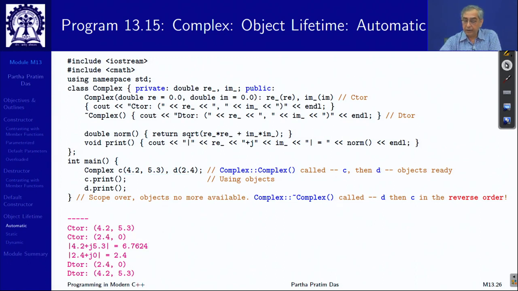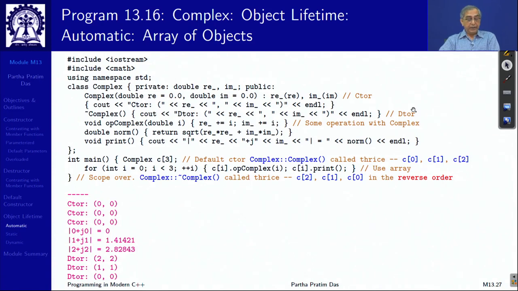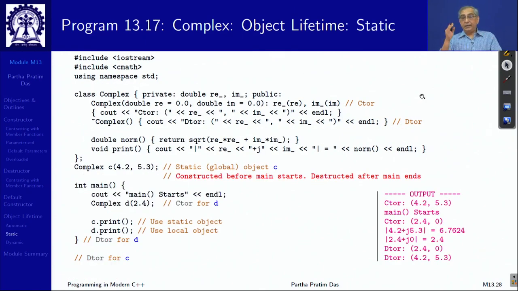It could be automatic like this, it could be an array of objects. If you have an array of 3 objects, then there are 3 construction calls. And one point to note is, if you want to construct an array of objects, you must provide a default constructor. Right. So, three constructors are called, C0, C1, C2. The destruction will be C2, C1, C0.